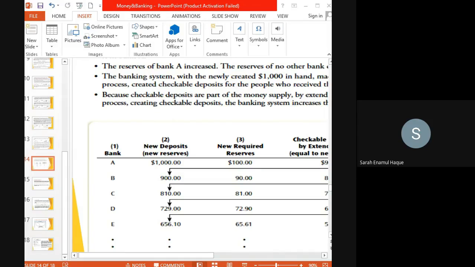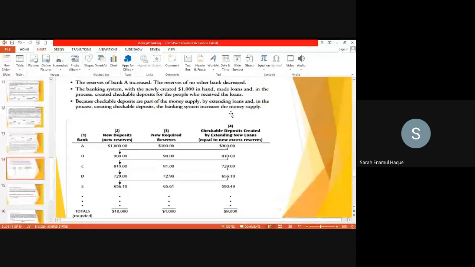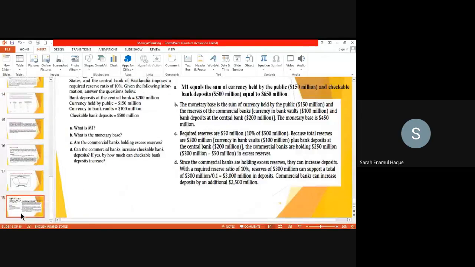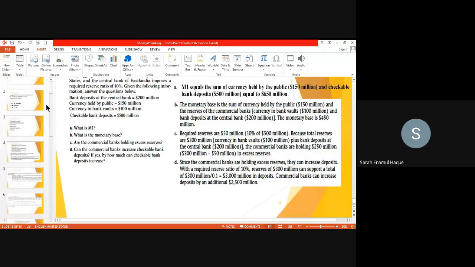So now you tell me, when I calculate the total money created, it will be 300 divided by 0.1. Is this clear now? Yes ma'am. Okay, good. So we are actually done. We have done this chapter. This is the end of this chapter.